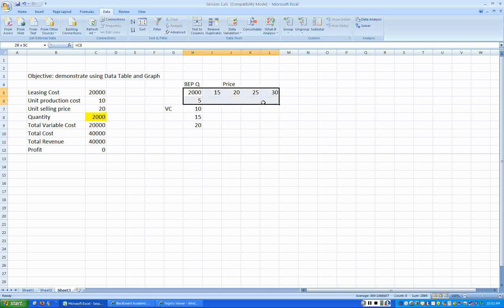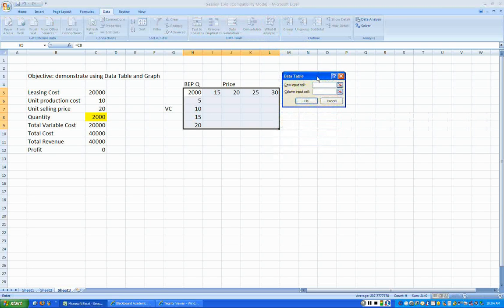Now go and block the data. Okay, click on the what-if, go for the data table. Now here we have two things that change. One is the price that's arranged in a row, the other one is variable cost that is arranged in a column. Yes, row input cell, it is price, and where is the price here? The price is over there, give that reference. Now here is the column input that represents the variable cost, and this is where it goes into the model, give that reference, click OK.